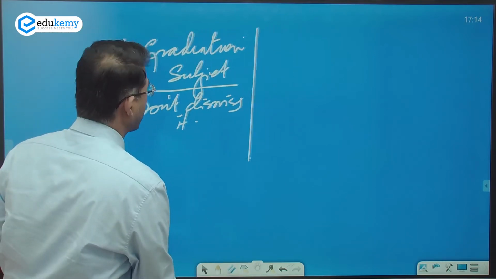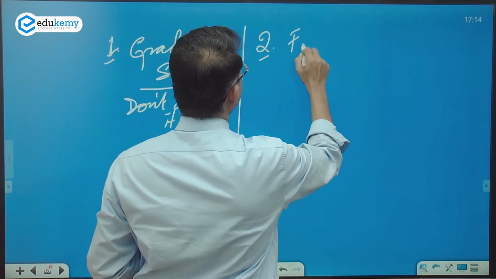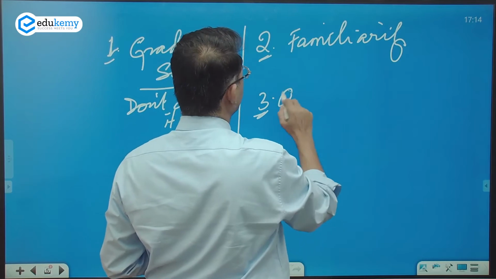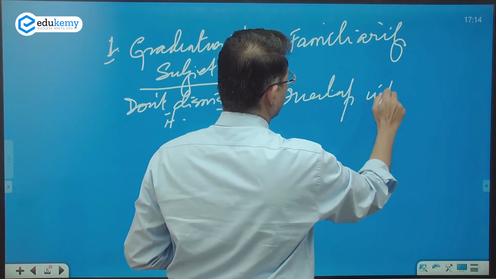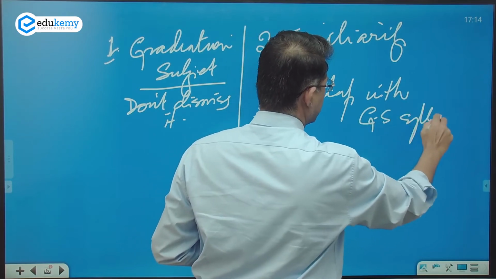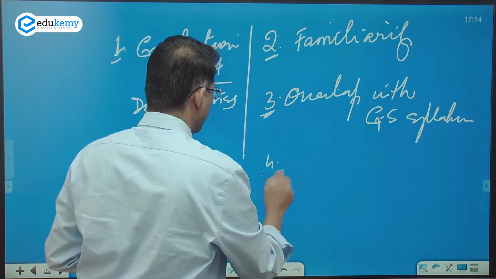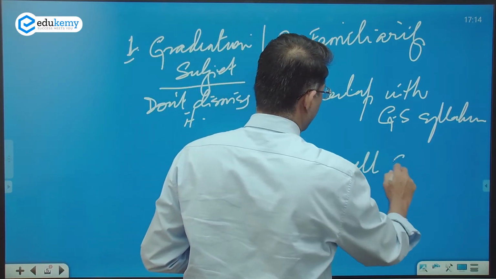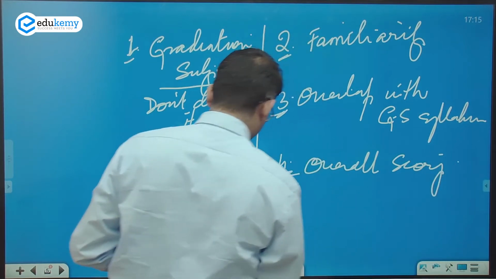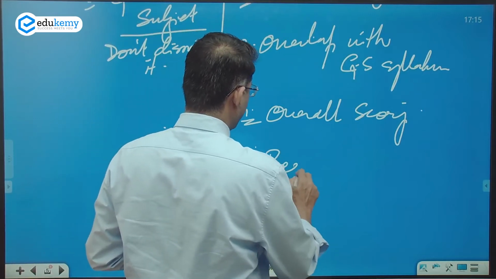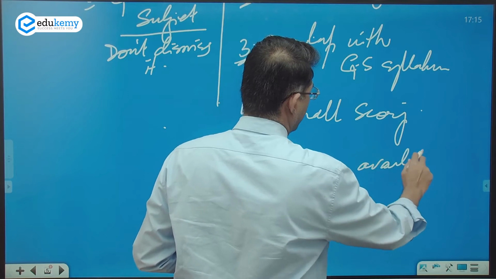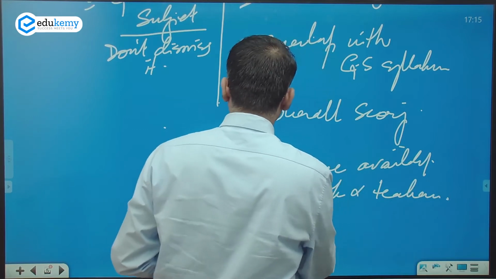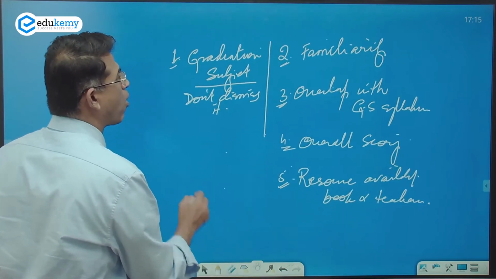इसके बाद the other parameters have to be familiarity to some extent. A very important consideration is the overlap with the GS syllabus. Okay, fourth consideration is overall scoring or not. The fifth consideration is resource availability, which includes books and teachers. Okay, books and teachers. So these are some of the important considerations.